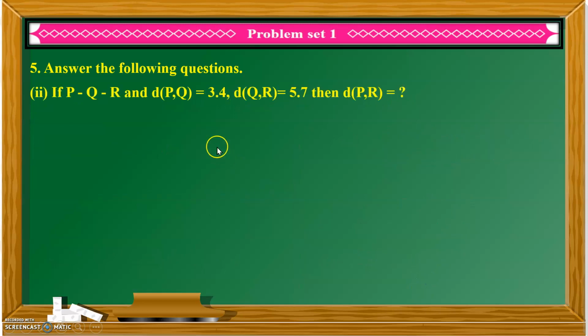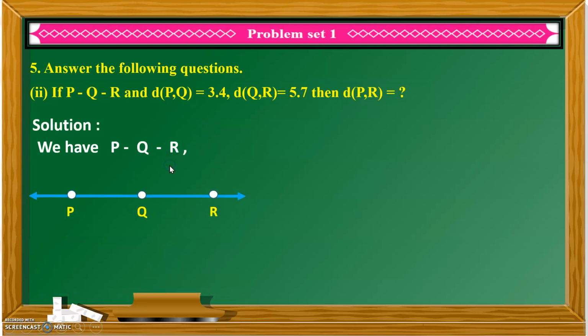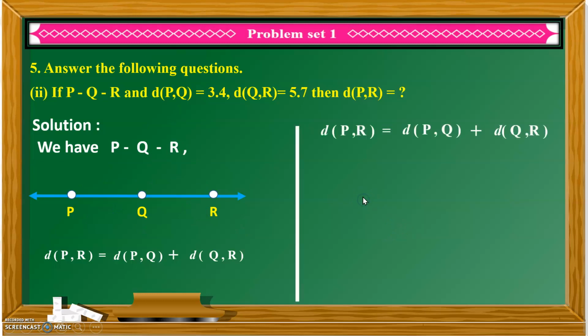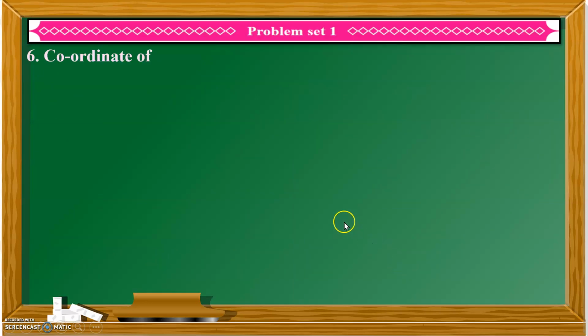Question 2 is also of a similar type. Again, let's have the solution. Again, distance PR is equal to distance between PQ plus distance between QR. So we take this again, substitute. Now here you have to find PR. So we substitute, that is 3.4 plus 5.7. When we solve, we get 9.1. So therefore distance between PR is equal to 9.1 units. Okay. Now we go to the next question, number 6.